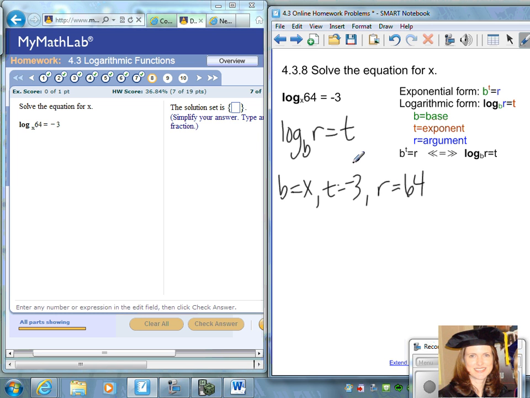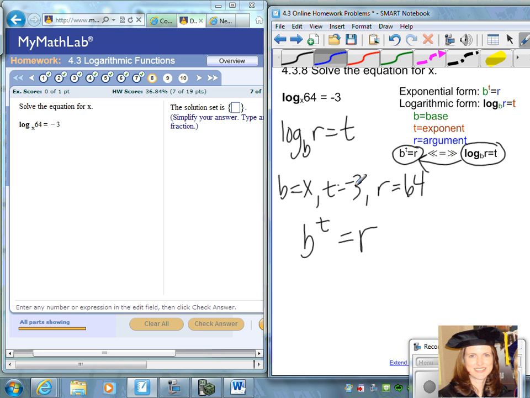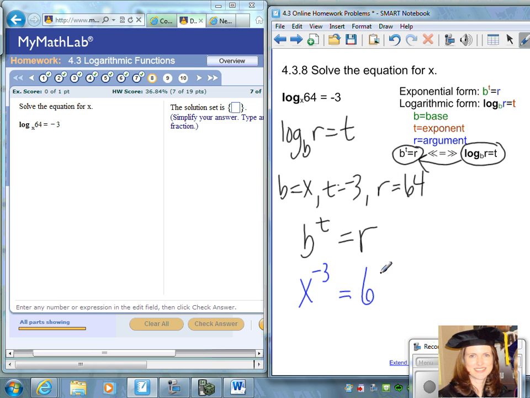We're going to now take those three parts of the logarithmic equation and convert it to exponential form to get the equation that looks like b to the t equals r. Again, we start off with logarithmic. We're going to convert it to exponential form. Let's plug in the values that we know. The base is x raised to the exponent negative 3. That has to equal the argument of 64. All right, here we have an algebra equation. We want to solve this equation for x.